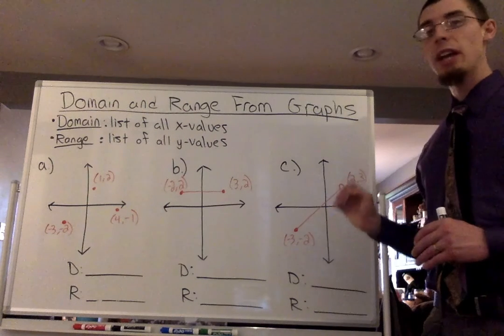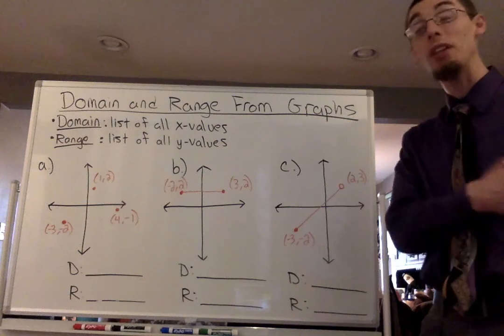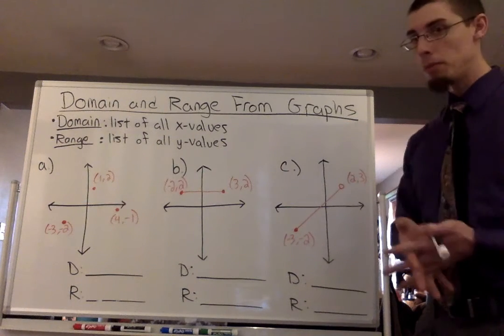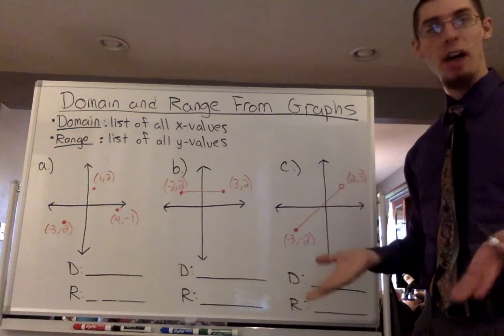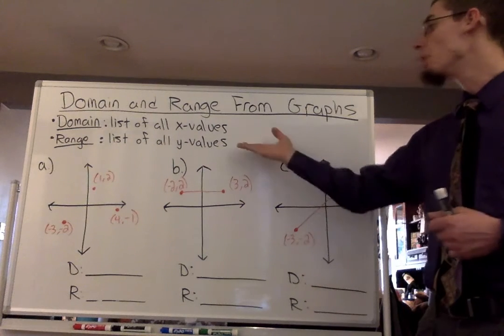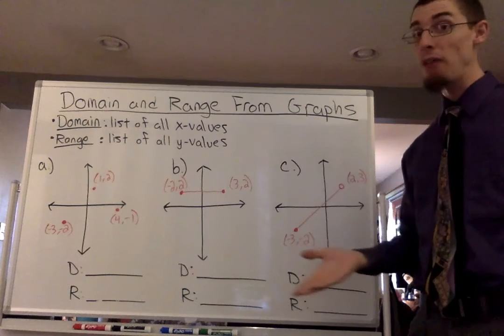Once you start looking at graphs, it can become complicated pretty quickly, actually. So remember, what is domain supposed to be? Just a list of all your x values, right? What is range supposed to be? A list of all your y values.